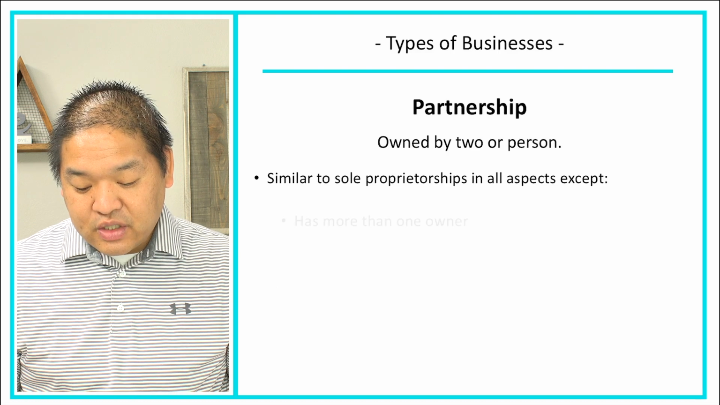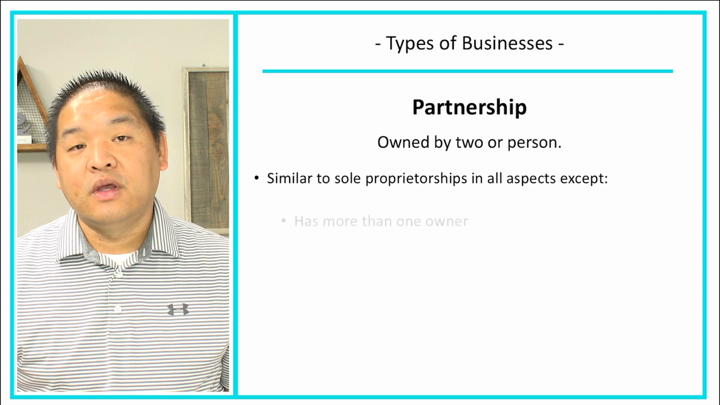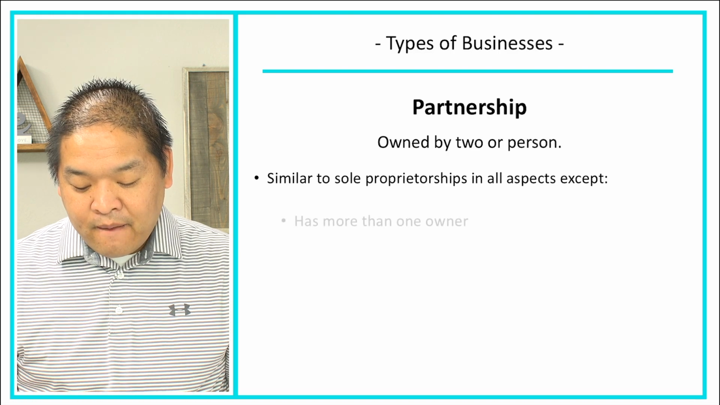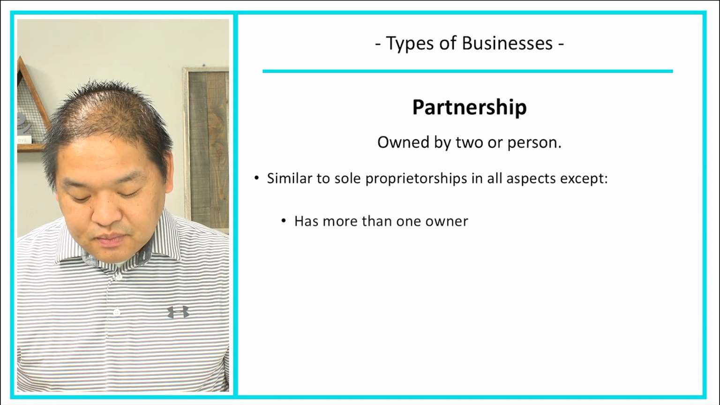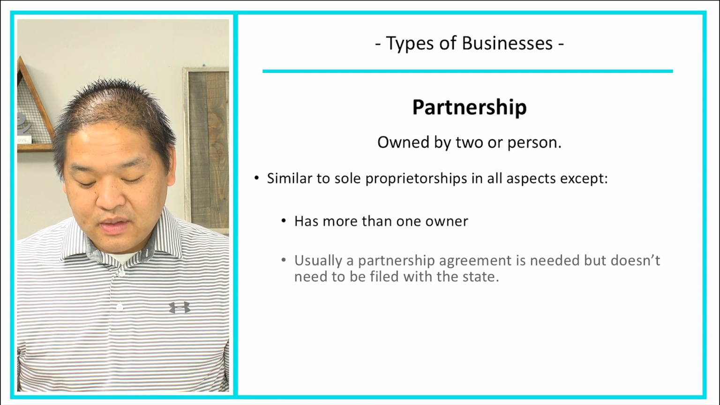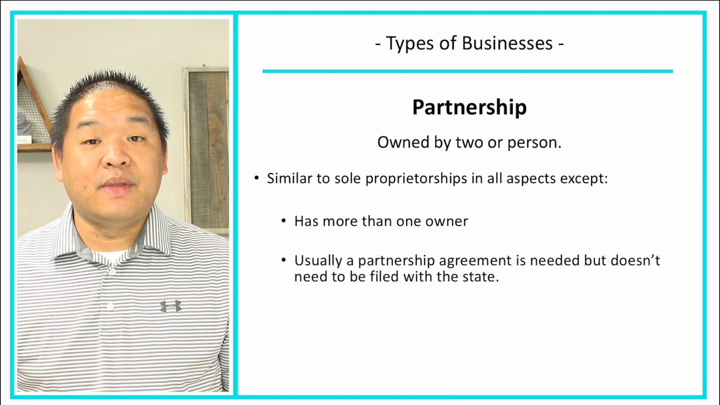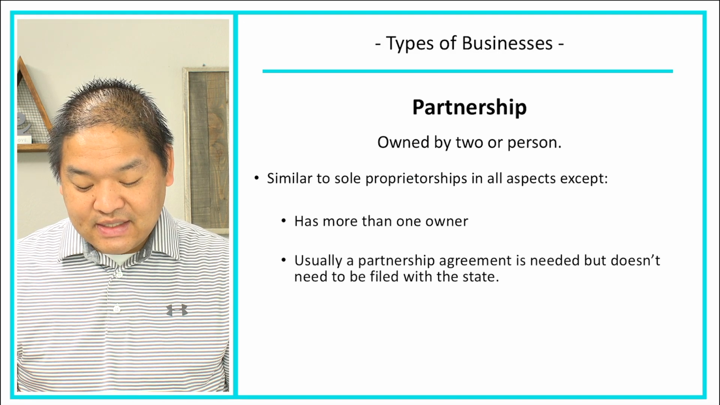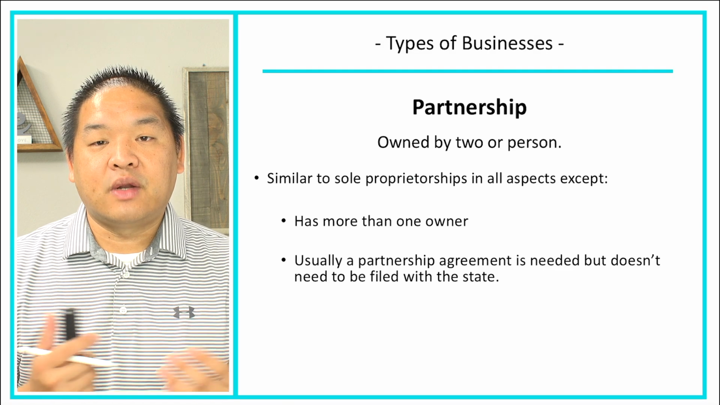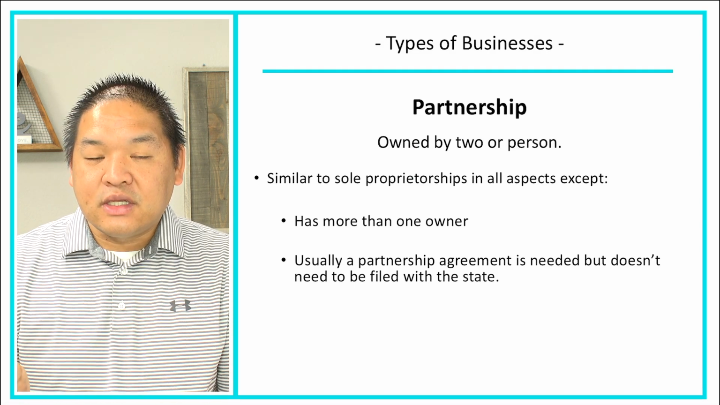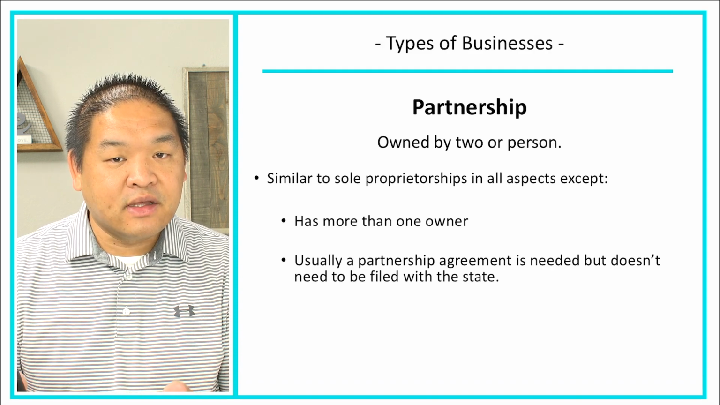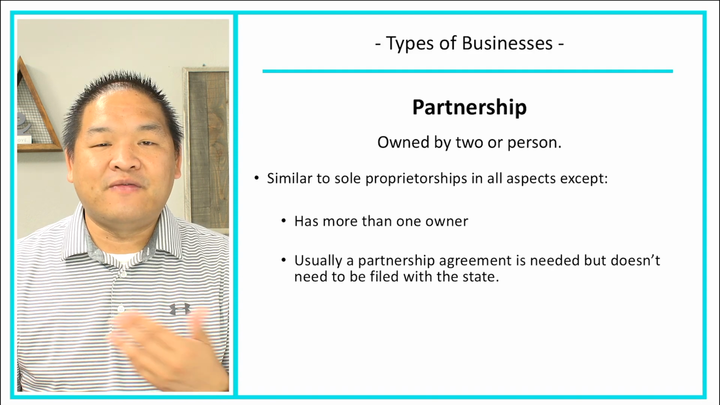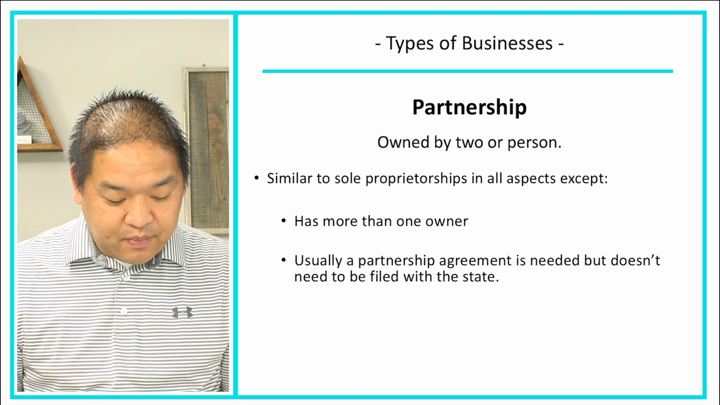Now, the next type we have kind of goes along with this. This is a partnership. It's owned by 2 or more people, hence the word partnership. Similar to sole proprietor in all aspects except for this. It has more than one owner. Usually a partnership agreement is needed, but doesn't need to be filed with the state. So typically when you start a partnership, you kind of get together with a lawyer and you draft up a partnership agreement. Typically that's the one step, but that doesn't have to be filed anywhere. You just need to keep it.